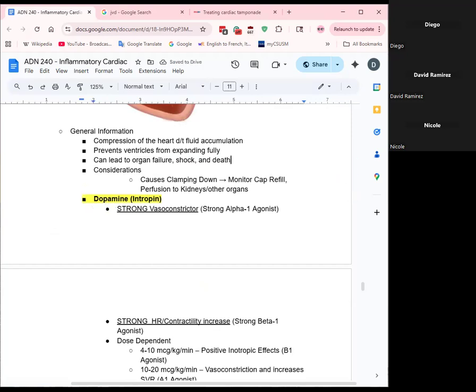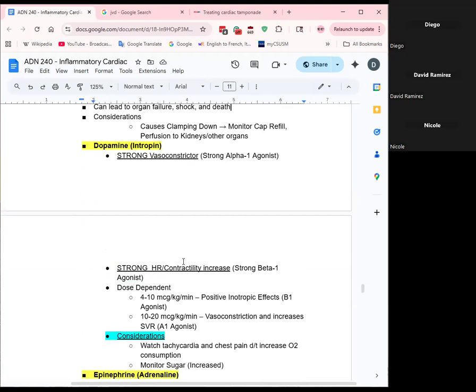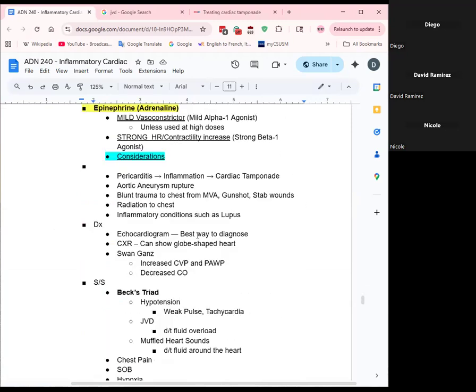Some medications that you're seeing again: dopamine. Sorry, this is dopamine. It is still medication that you're seeing again. Dopamine here. You're seeing dopamine. You're seeing epinephrine.